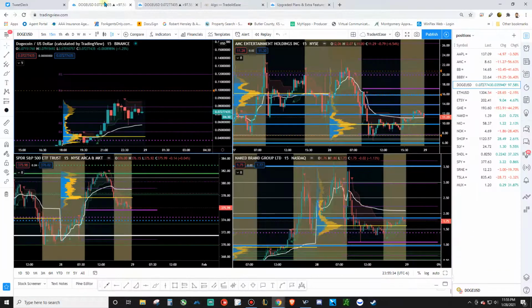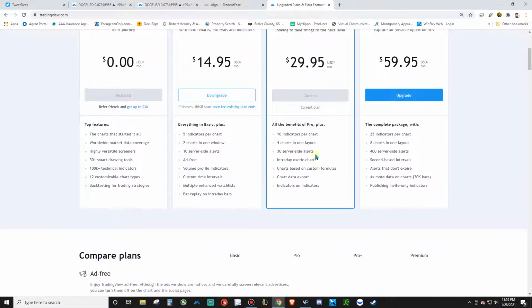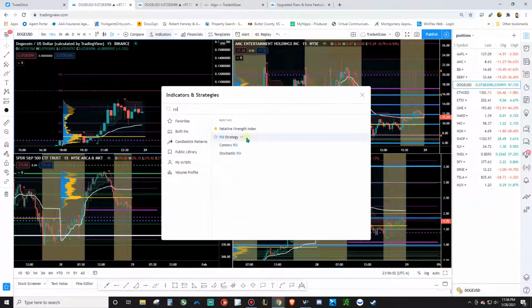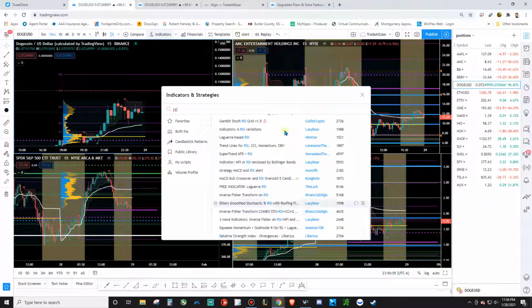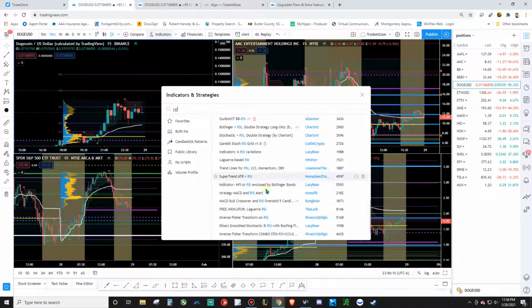You also get 30 server-side alerts. Since I've been using alerts, I'm using them all the time, and having 30 is really nice because you hit 10 pretty fast once you start using them. I don't care about the exotic charts. Indicators on indicators is pretty nice too if you ever want to use a moving average on an RSI, but not that important because you can usually find scripts in the indicators, something free where somebody's already done what you want, like all the different versions of RSI.